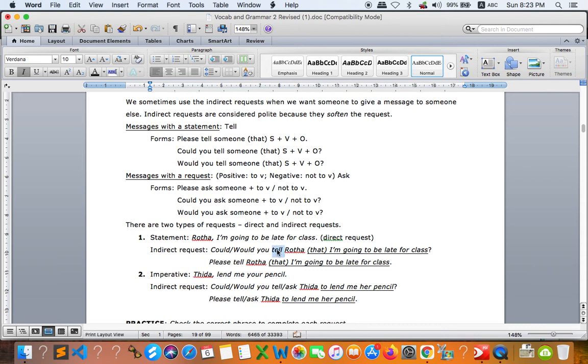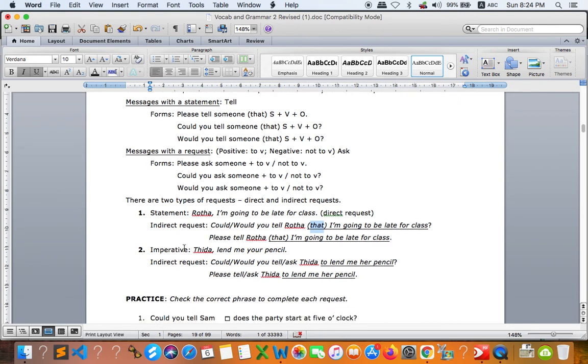Why do we use tell? Because this is a statement. Why is it a statement? Because it has subject, verb, and object. All right, so that's why this message is a statement. And when it is a statement we have to use the verb tell. So could or would you tell Rota? That is optional. You can leave it, you can keep it, it is fine. I'm going to be late for class. When you use could or would, you need to use a question mark right here. But if you use please, there is no question mark, it's only a full stop. Okay.